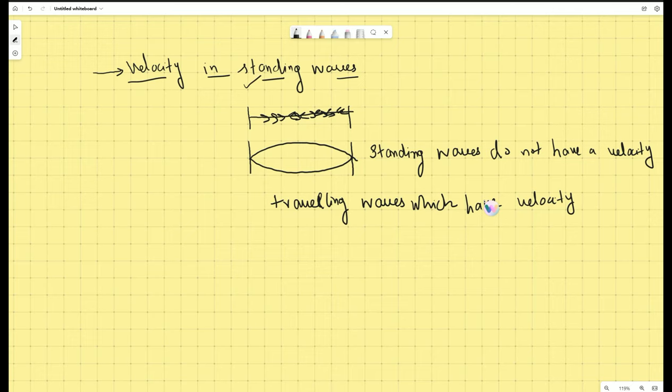Your answer is, standing waves themselves don't have any velocity, but standing waves are formed because of traveling waves in opposite directions, right? So one is going like this, the other is coming back. These two waves, when they interfere, result in the formation of a standing wave. So the traveling waves interfere and result in the formation of a stationary wave, right? This is a brief answer to one of the Viva questions, which is, what is the meaning of velocity of wave?